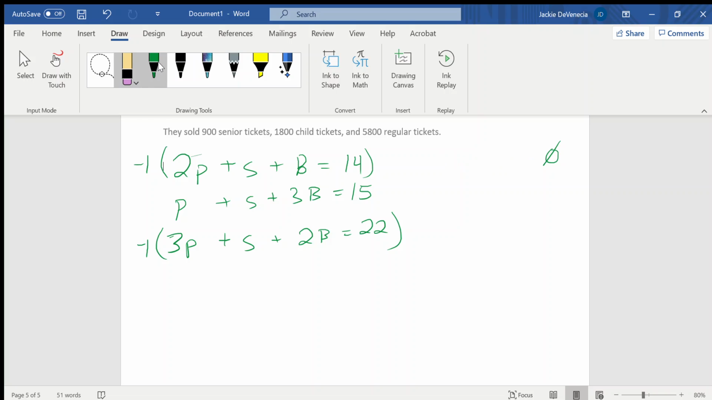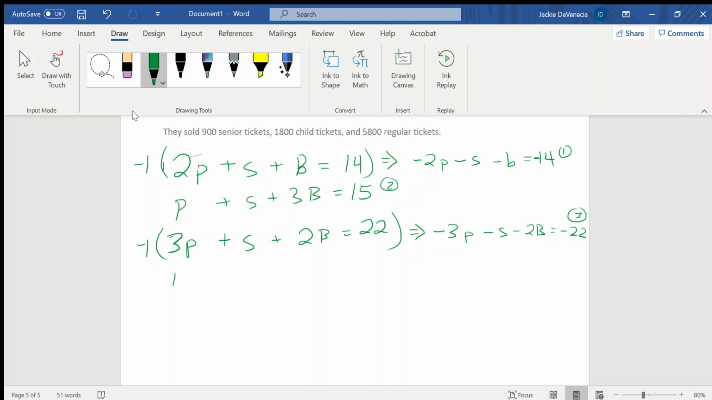Now multiplying by a negative number just changes the sign of each term. So the first equation will actually be negative 2p minus s minus b is equal to negative 14. So all their signs are changing. Here we'll have negative 3p minus s minus 2b is equal to negative 22. So I just changed the sign of each of these. So now that I changed the sign, I could go ahead and name them and start combining them.